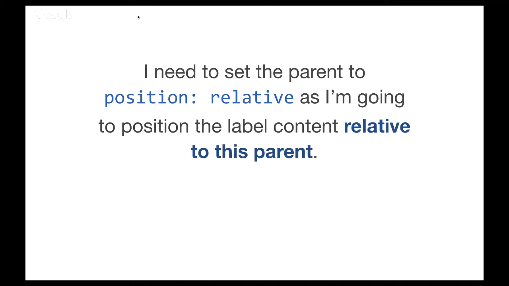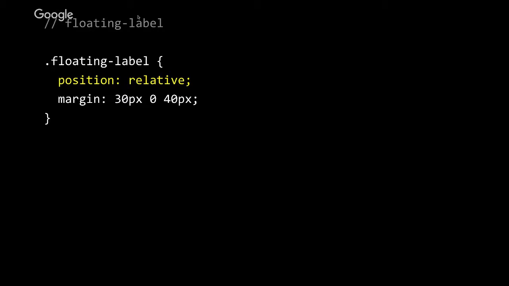So when you're styling something, if you want something to be positioned relative to a parent, you need to set the parent with some sort of positioning. And the safest one is position relative. So we're setting the floating dash label to position relative. And now anything we do inside with absolute position elements will always be positioned relative to this parent.